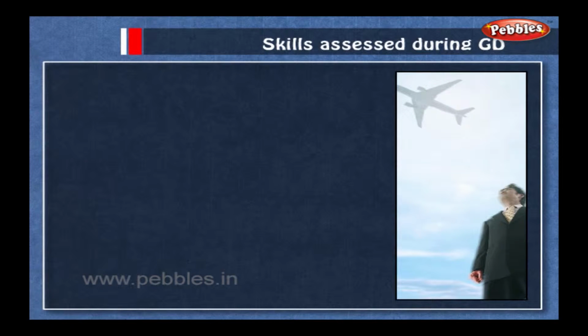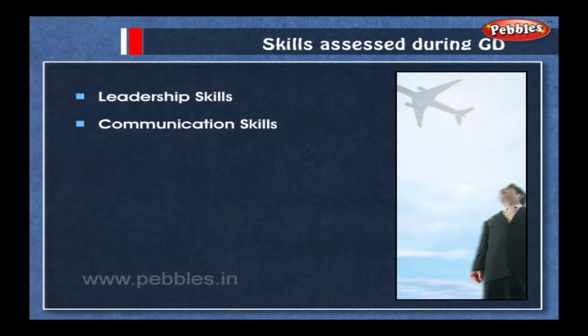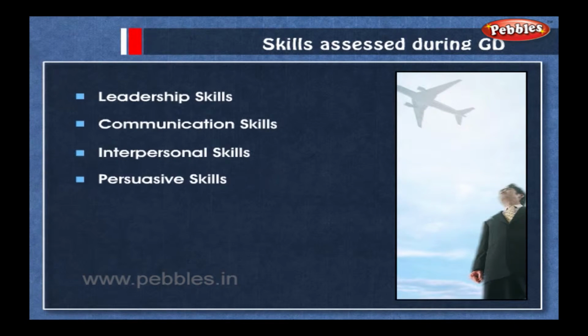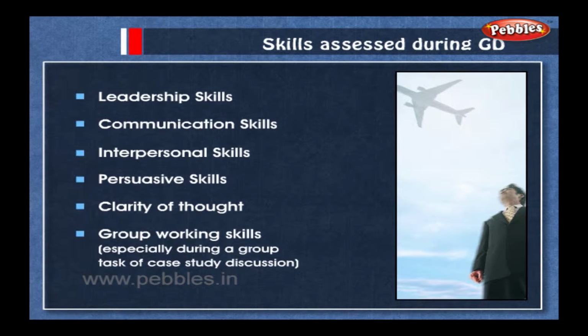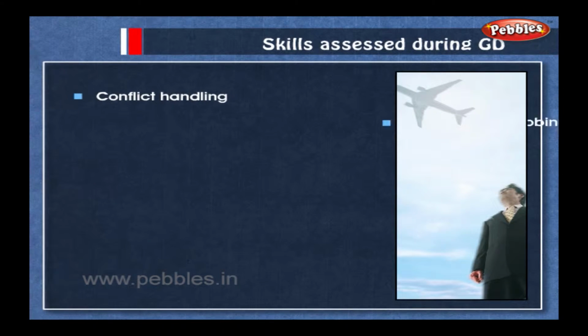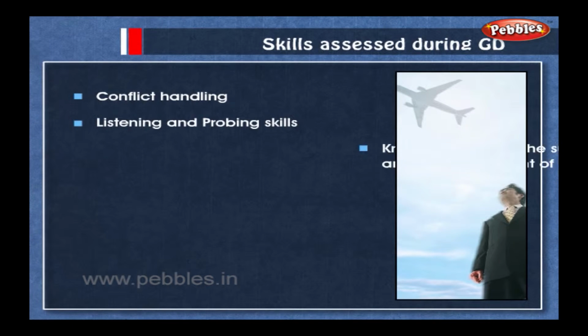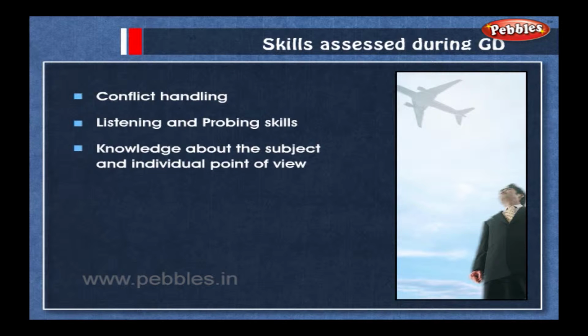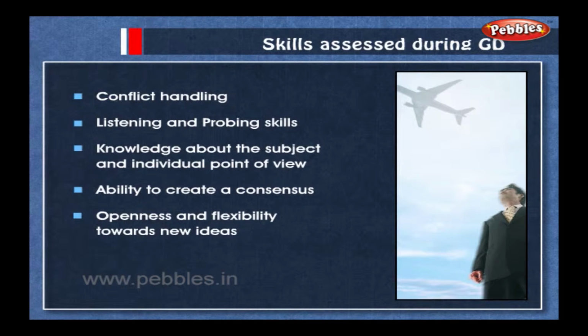Let us summarize the points. Skills assessed during GD. Leadership skills, communication skills, interpersonal skills, persuasive skills, clarity of thought, group working skills, especially during a group task of case study discussion, conflict handling, listening and probing skills, knowledge about the subject and individual point of view, ability to create a consensus, openness and flexibility towards new ideas, data-based approach to decision-making.